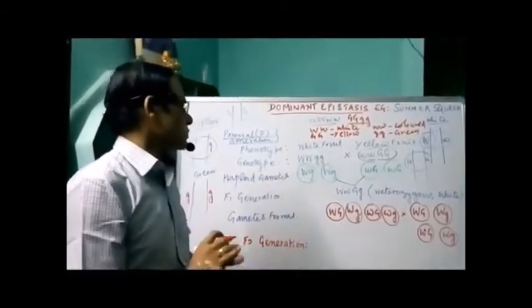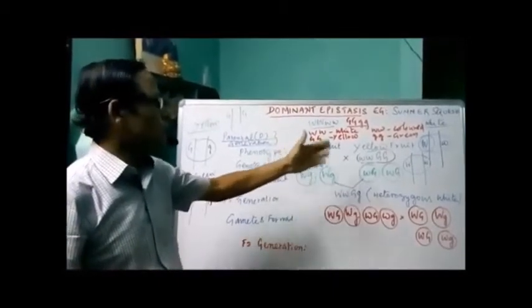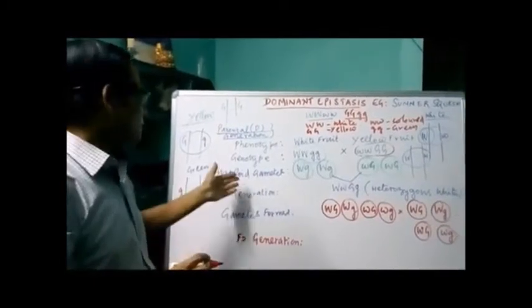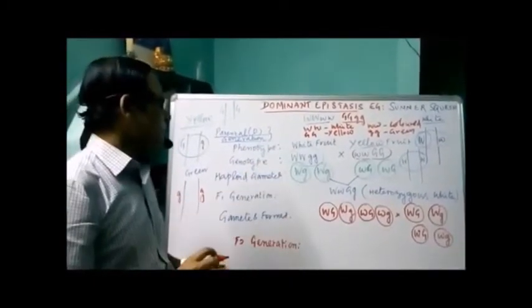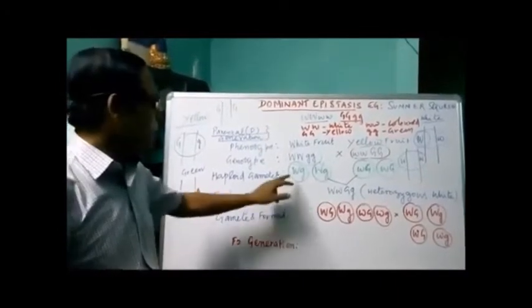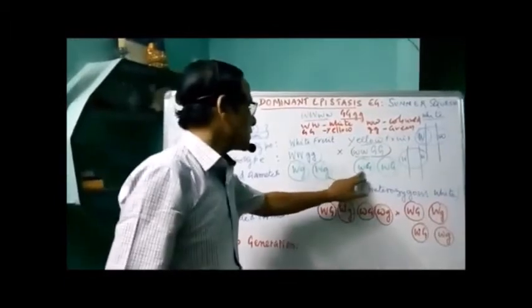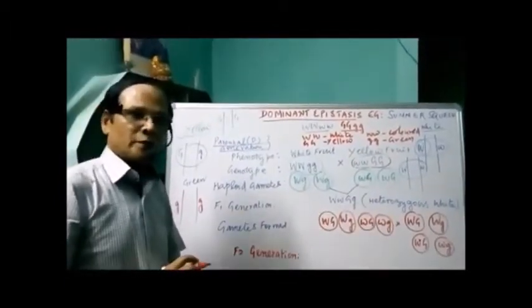That's why it's yellow fruit. Now a cross is effected between pure breeding white fruit and yellow fruit. As a general rule in a dihybrid cross, in the F1 generation we have the gametes. All the gametes are similar, having one dominant W and one recessive G. There we have one recessive w, one dominant G. These are the two types of gametes.